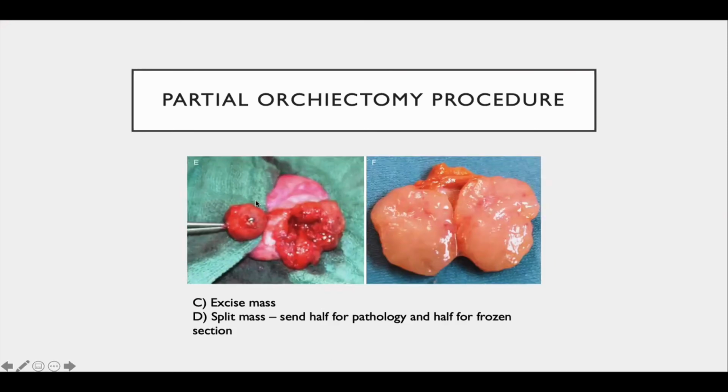Once that's done, you can excise the mass. You split it, send half for pathology, half for frozen section. Then you wait for your frozen section results to decide, based on that decision tree we were talking about, what to do next. Typically, for any bleeding that you might encounter after you've excised this mass, you try to use bipolar to really limit damage to the surrounding testes tissue and any of the blood supply that might be present.